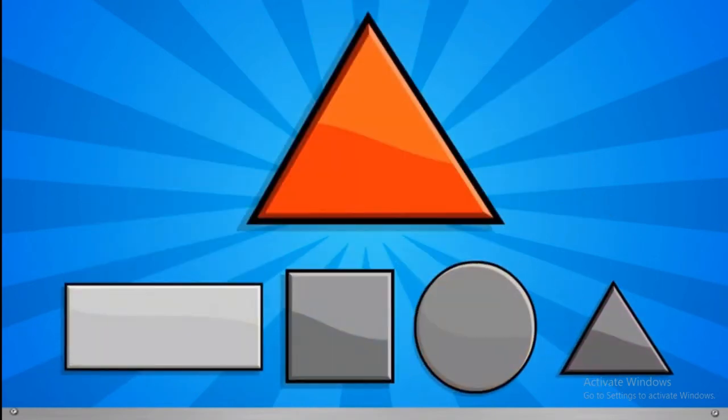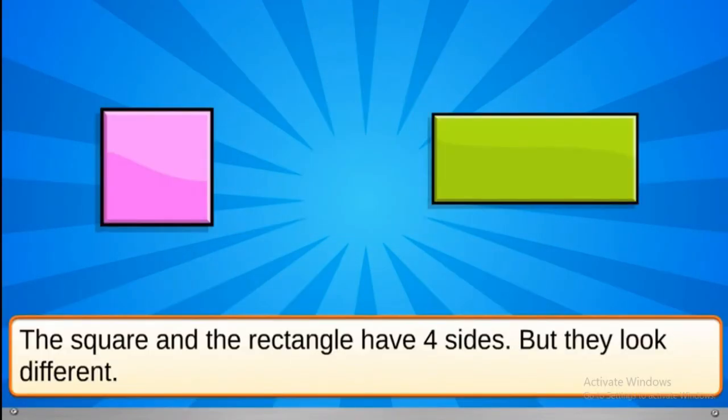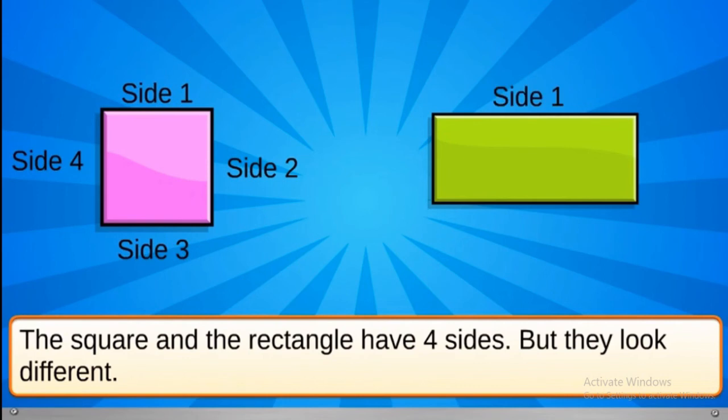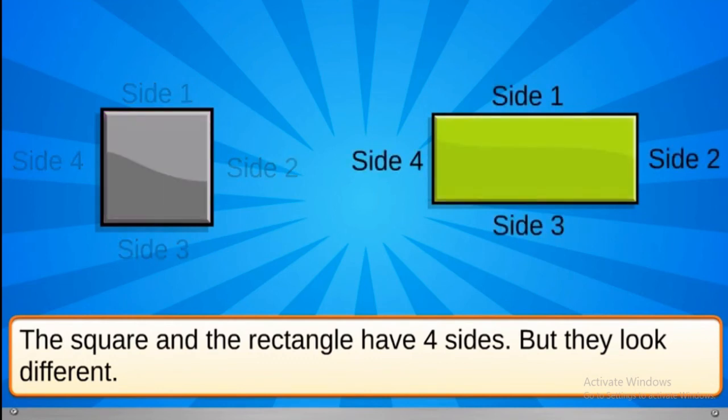A triangle looks like this. To find another triangle, look for the shape that looks the same as the one given. The square and the rectangle have 4 sides, but they look different. Can you say why? All the sides of the square are the same, but the sides of a rectangle are not.